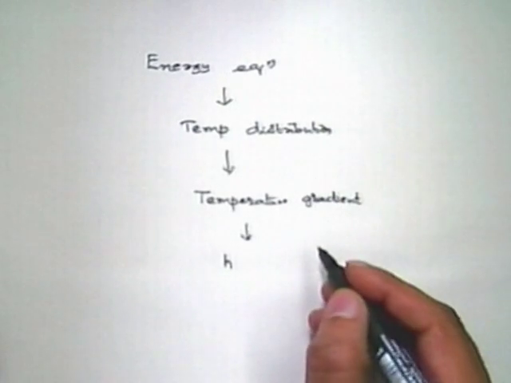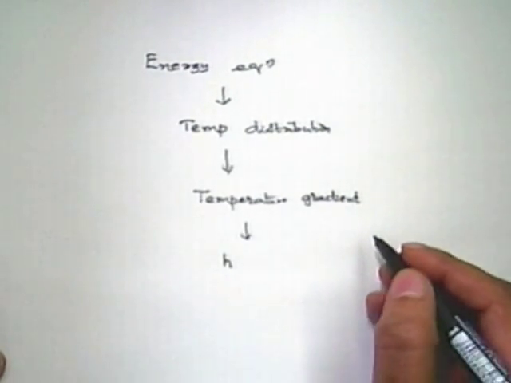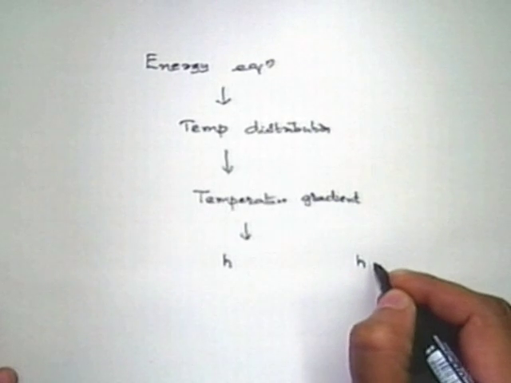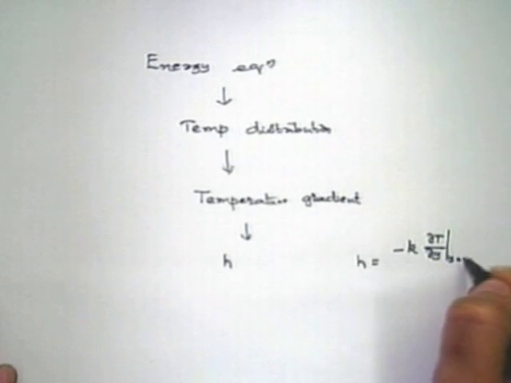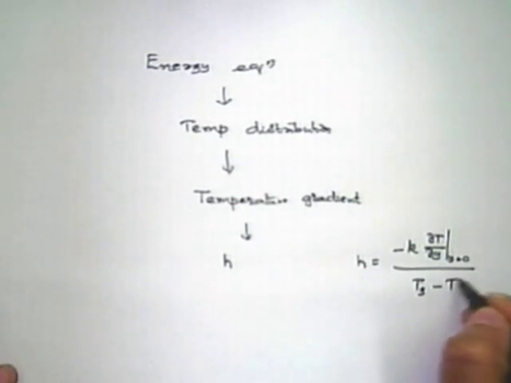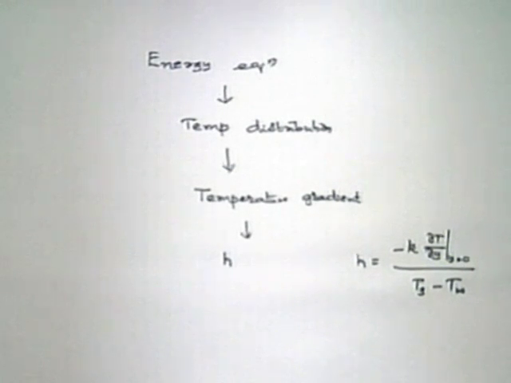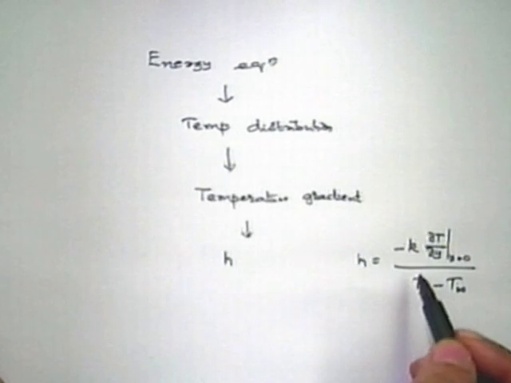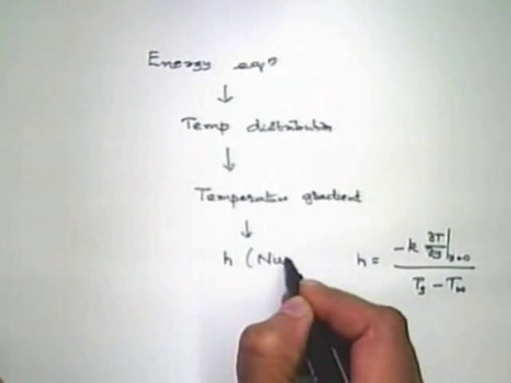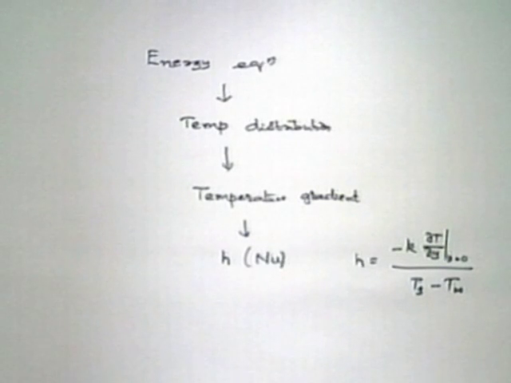So h, what is h? You remember the h definition? Professor Arun had written very nicely, minus k del T by del y at y equal to 0 upon T s minus T infinity. The h definition is q double dash equal to h into T wall minus T infinity. He told us yesterday. So I will get h from the temperature gradients, which we usually write in terms of Nusselt number, like I wrote tau wall in terms of CF or f.